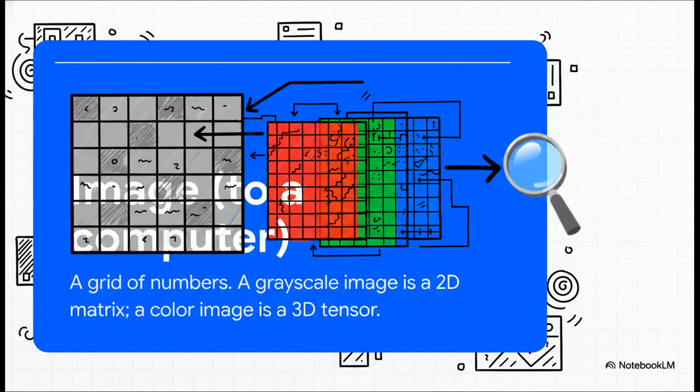A black and white photo? To a computer, it's just a spreadsheet full of numbers. A color photo? Same idea, but now you've got 3 spreadsheets stacked on top of each other. One for red, one for green, and one for blue. So every single thing you do to an image, whether it's making it brighter or finding the edge of an object, it's just math. Just operations on that grid of numbers.